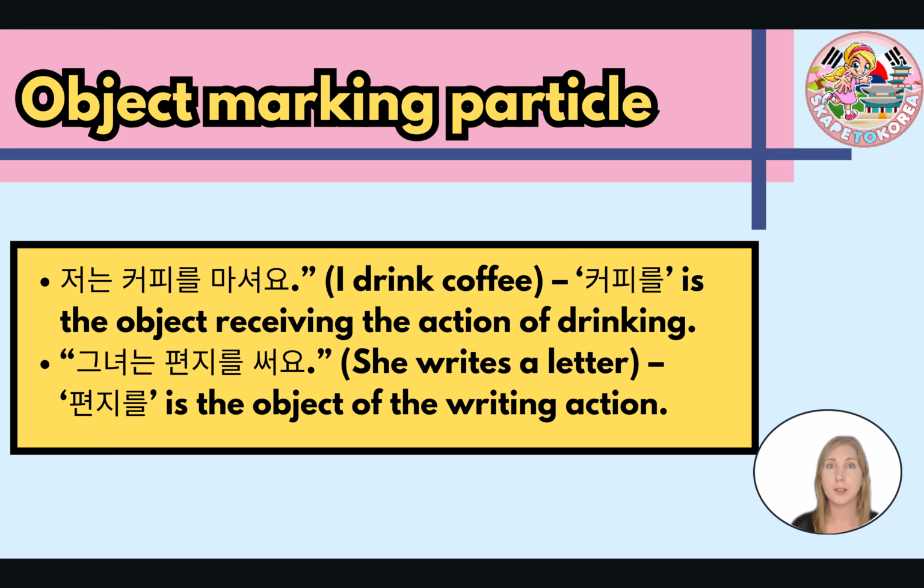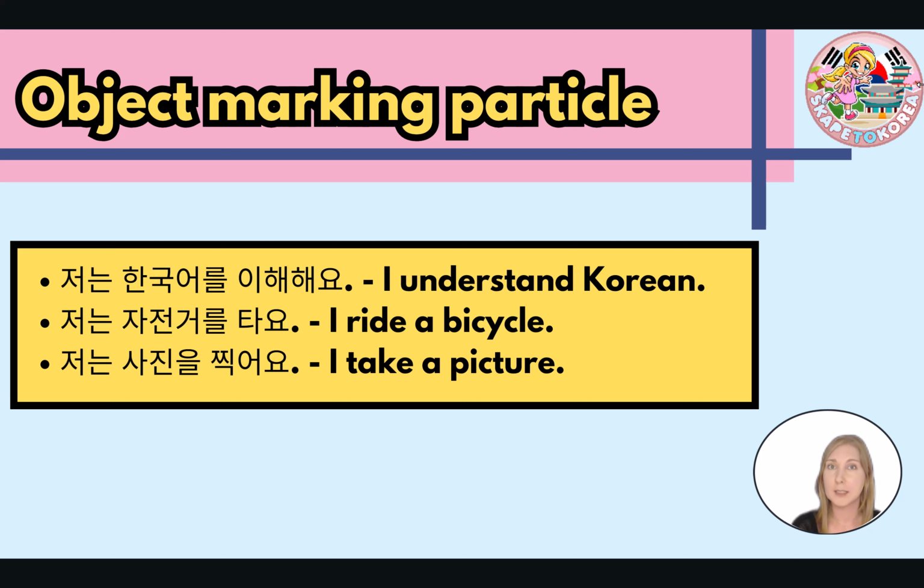그녀는 편지를 써요. She writes a letter. So 편지, letter, is the object of writing because what am I writing? A letter. So the letter, 편지, is your object of the sentence. 저는 한국어를 이해해요. I understand Korean. So 저는, I, 한국어, Korean language, 이해해요. I understand. So what do I understand? The Korean language. So it's the object of your sentence.